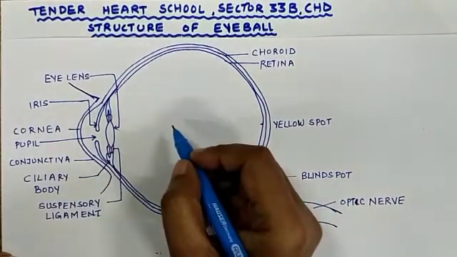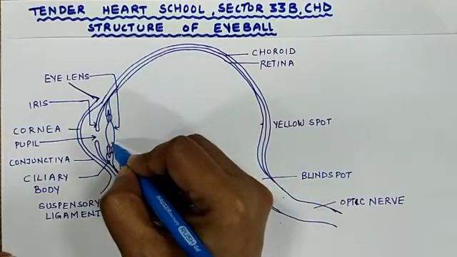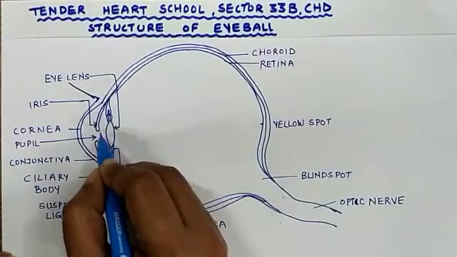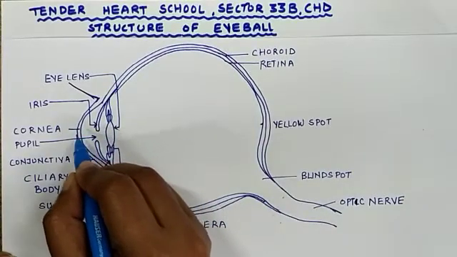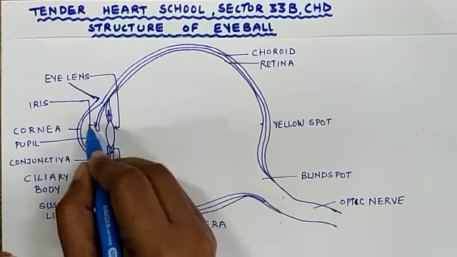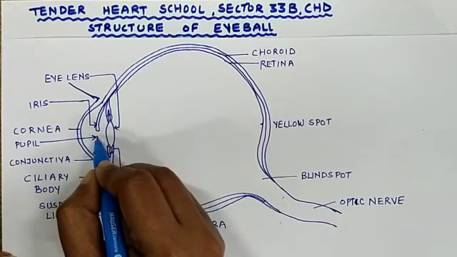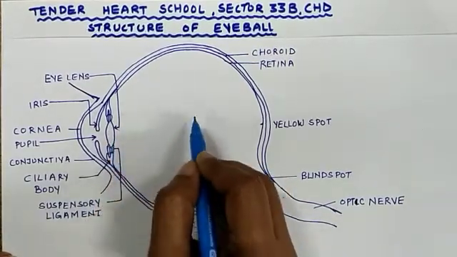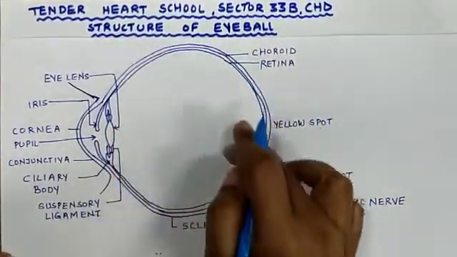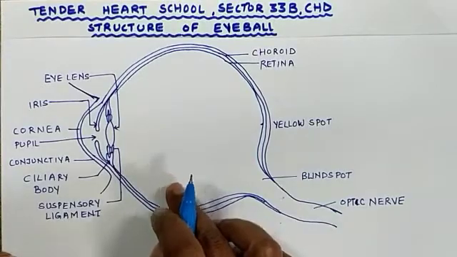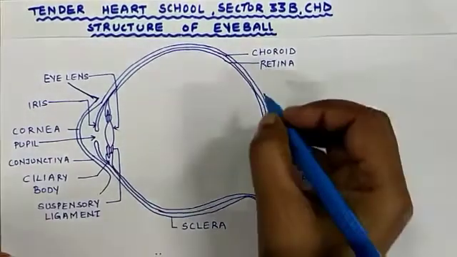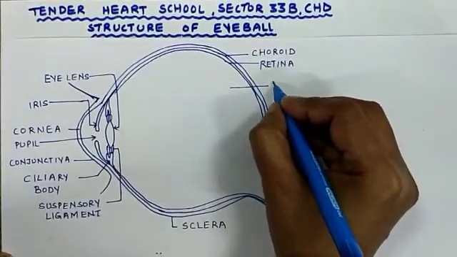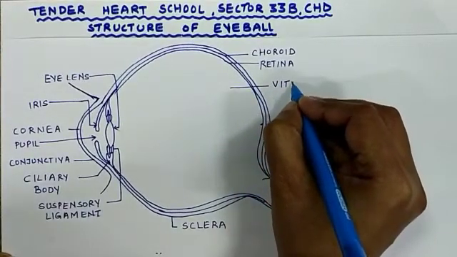Now further children, you can see this eye lens. Eye lens is dividing the eyeball into two regions. The front region, between the cornea and the eye lens, is called the aqueous chamber. And behind the eye lens, this whole part of the eye is called the vitreous chamber. So let us just label them also. So this is your vitreous chamber.